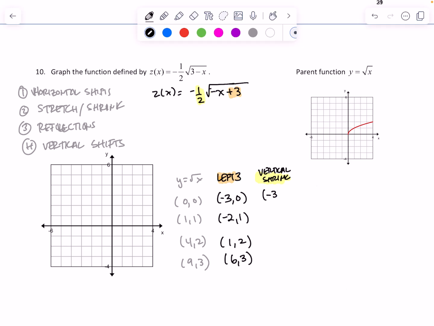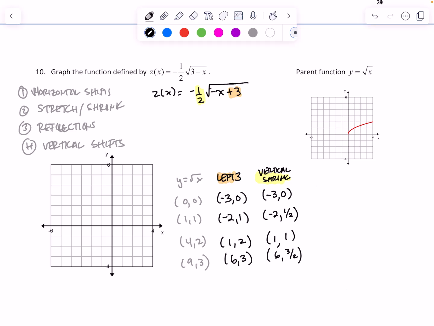So we get negative 3, 0, because 0 times 1/2 is 0. Negative 2, 1 times 1/2 is 1/2. 1, and then 2 times 1/2 is 1. And here we get 6, 3 halves. There. All right, no other shrinks.